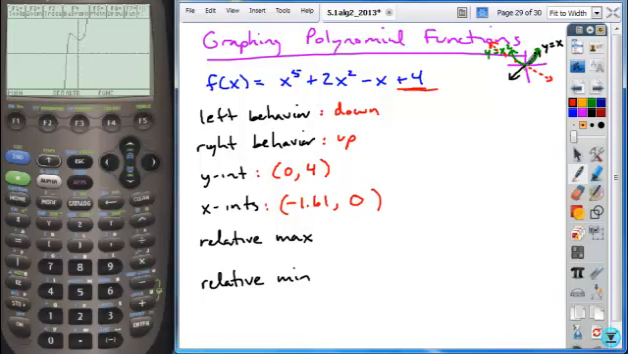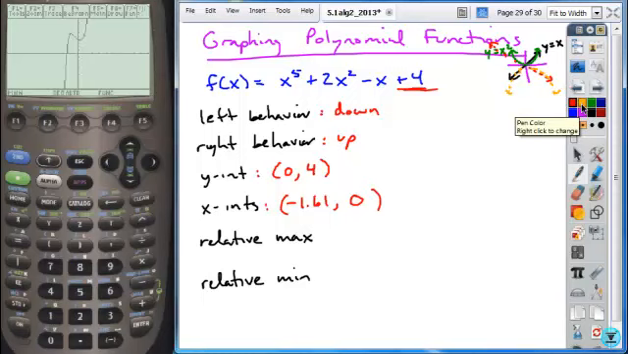If it's positive, it gets reflected across here. If it's negative, it would be down and down. If it's a negative with an even power, okay. All right. Any other questions on those?